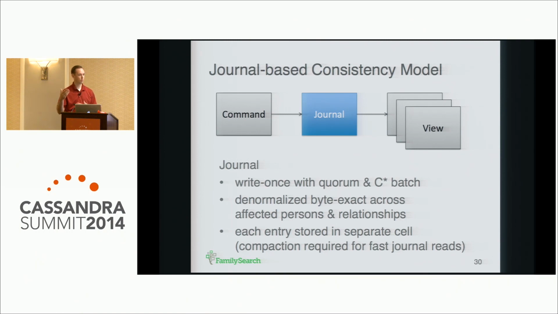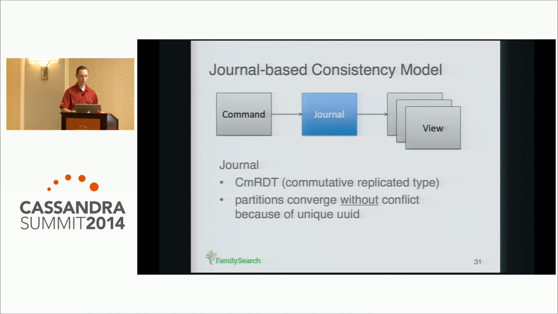Each journal entry is stored as a separate cell, and the partition key is the person ID or the relationship ID. Because it's stored as a separate cell, the journal is size-tiered compacted, and the cells get scattered across SS tables. We rely on compaction at trying to get as much of the journal into one SS table as possible for journal read performance. But journal read is actually not in the critical path.